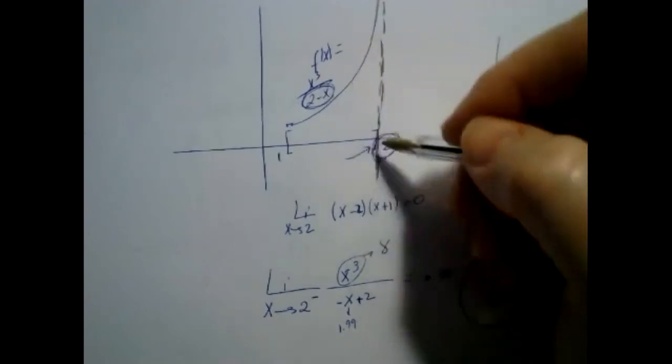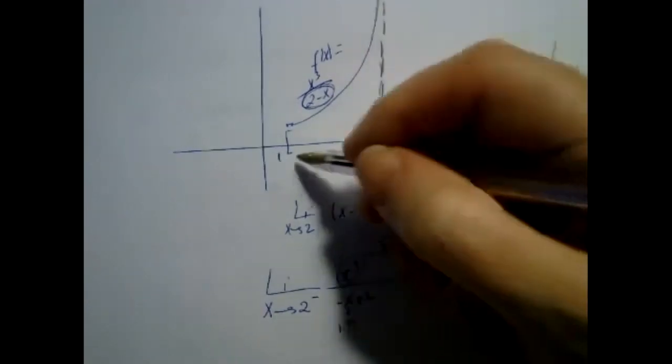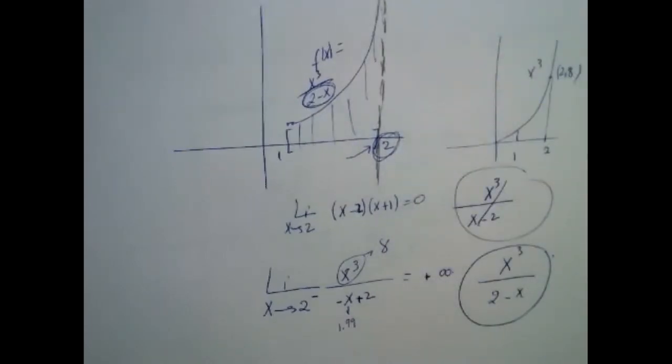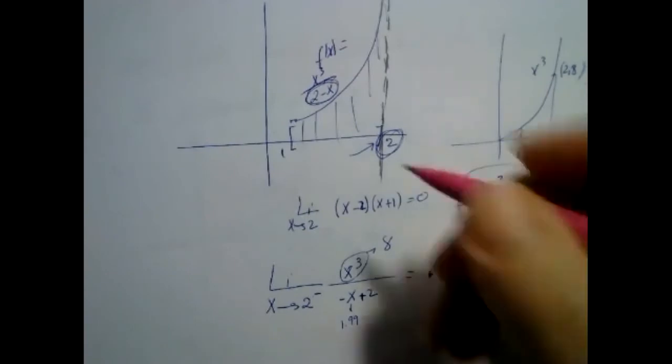So now, when x becomes close to 2, the function is not defined. I have an infinite area. And so the question is, what do you mean by the integral from 1 to 2? And what we mean is exactly the following.